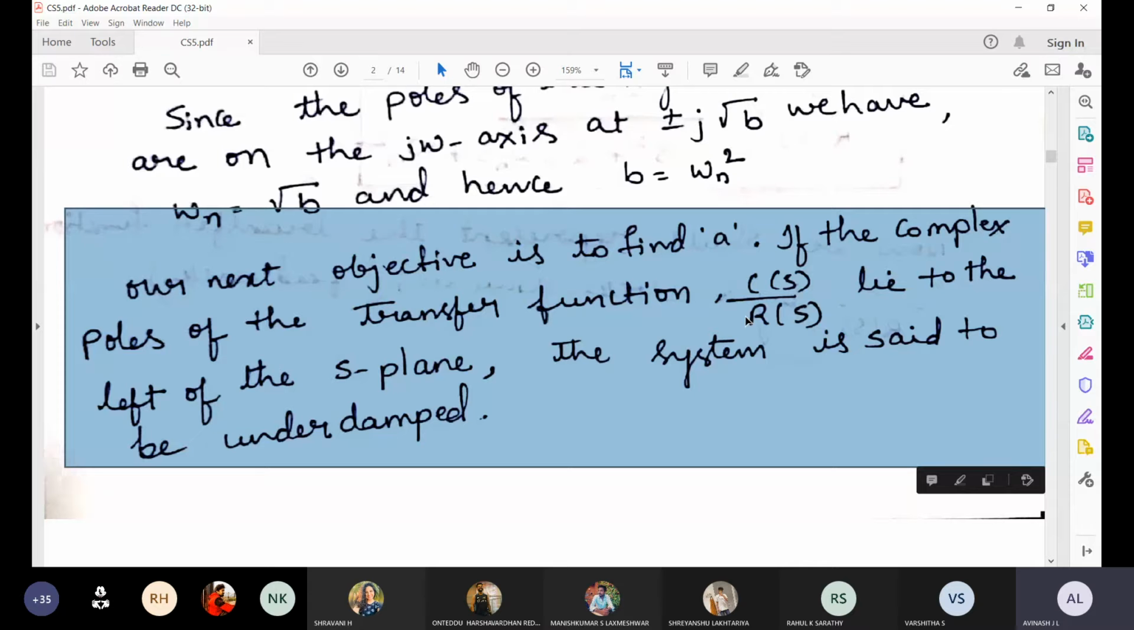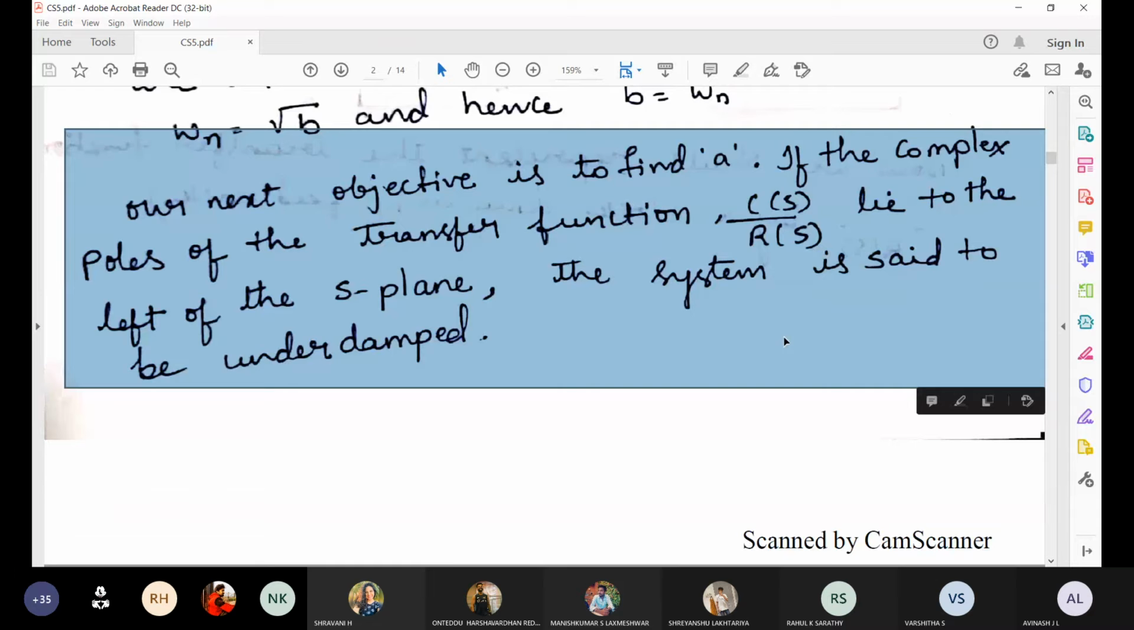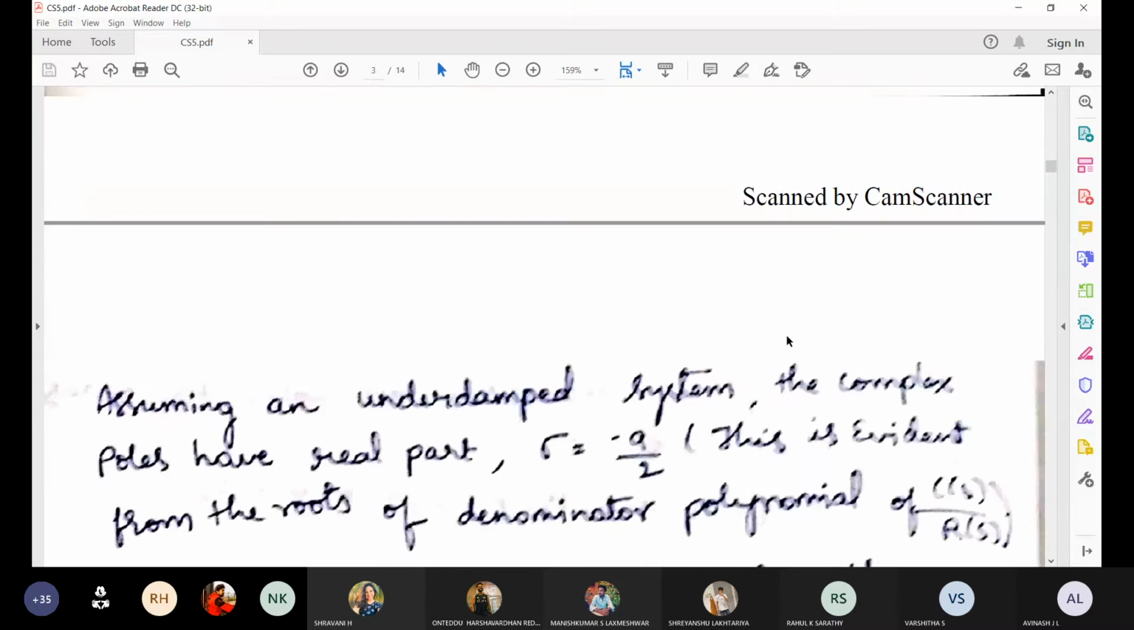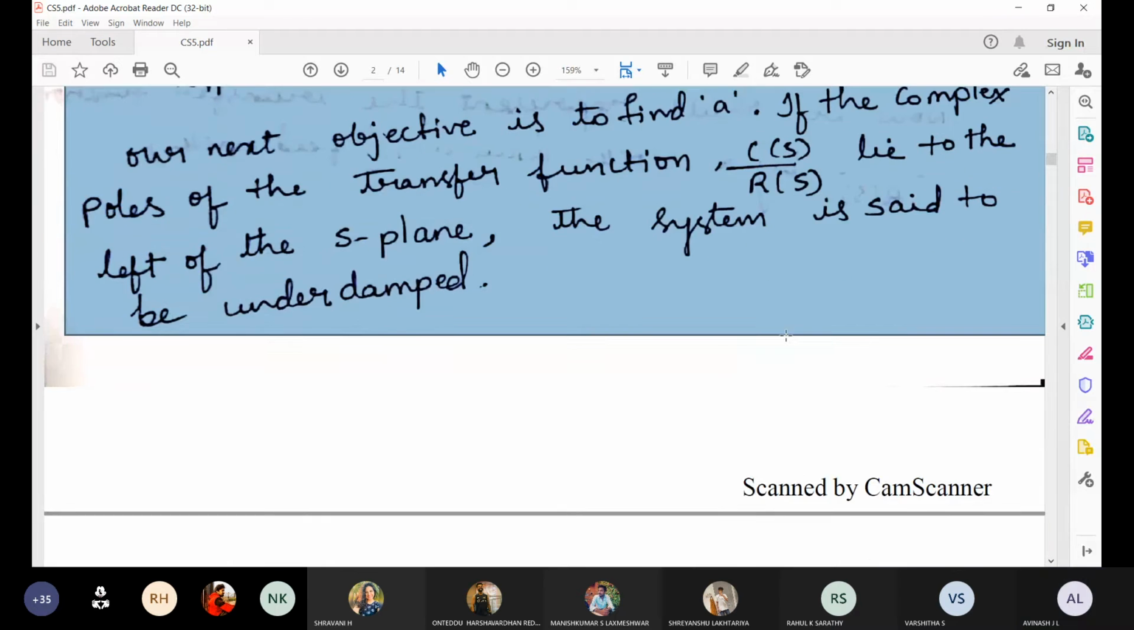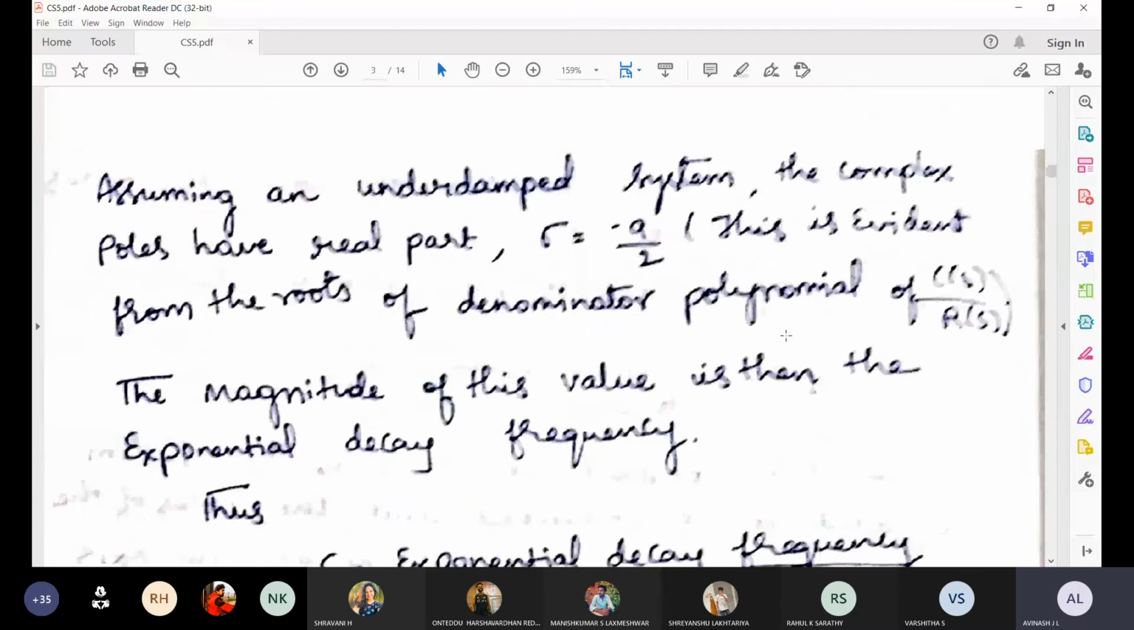Purely imaginary means there is no real part. When there is no real part, neither negative nor positive comes into the picture. Only on the exact imaginary axis will the roots lie. That is called undamped. If the pole value lies on the left side, it is underdamped. If the pole value lies on the right side, it is called overdamped. Please make a note of this.